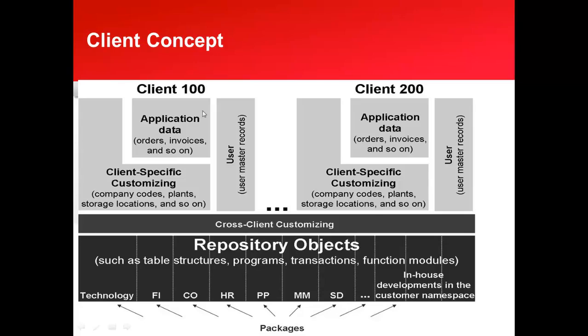But at the top what you are seeing is a particular client which has its own users, its own user master records, basically its own authorization concept, and its own application data, for example orders, invoices and so on. It also has its own client specific customizing, for example company codes, plants, storage locations and so on. Same thing goes for client 200, it has its own set of this data.